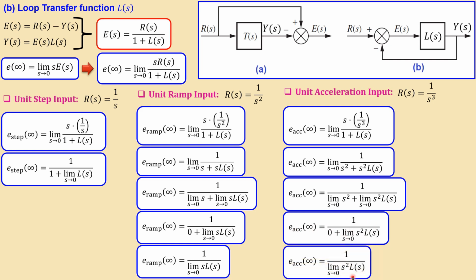So we have now 3 expressions, which will give you the error for the unit step input, unit ramp input is the final expression here, and unit acceleration input is also shown here. We will use this later on. This is also called the position error, the velocity error, and the acceleration error. These are all discussed shortly.